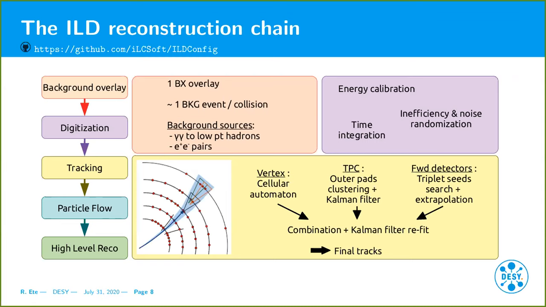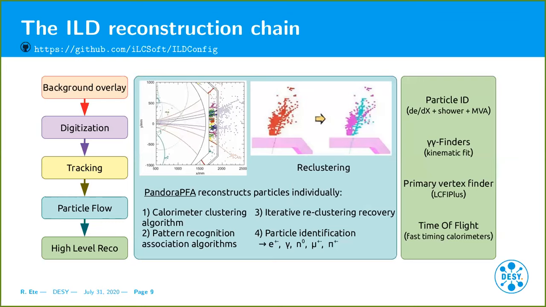Then we get basically three different sets of tracks and then combine them, and we run a Kalman filter refit on top of that to have our final tracks. Then comes the next step, which is the particle flow, something which is really designed for our detectors there.